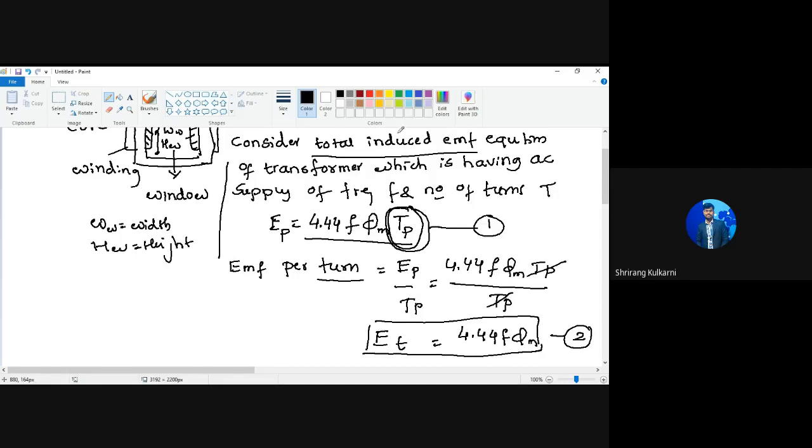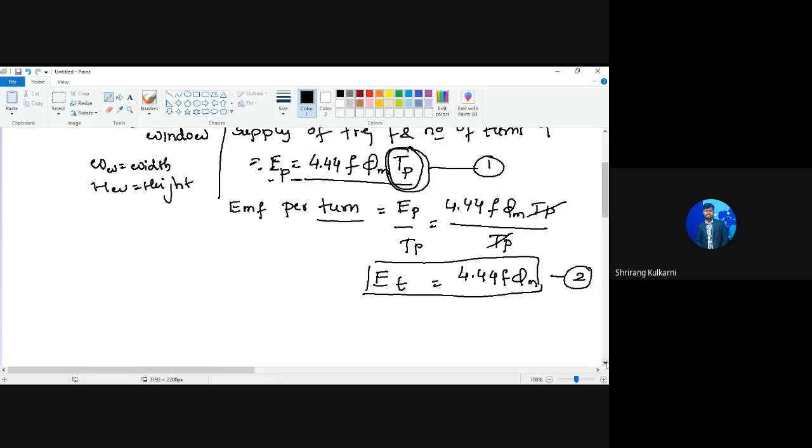In the total induced EMF equation, with respect to the primary winding, we have written this equation. We already studied it in the BEE class in first year. That's what I am writing here. No need to derive it here; directly you can write it. But next, EMF per turn is required, because this is the total induced EMF, but I need it for one turn. So I have to take EP by TP, and we get the EMF per turn that we require now.